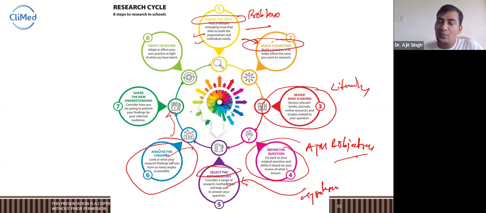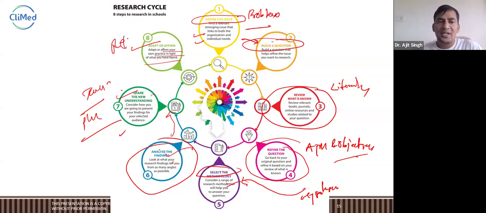Then you will report the findings, like sharing the new understandings, making the thesis, or publishing it. Then adapt or affirm your own practice in light of what you have learned from that. So you make the report, which is also part of reporting, and get the feedback. This is the actual research cycle, guys.